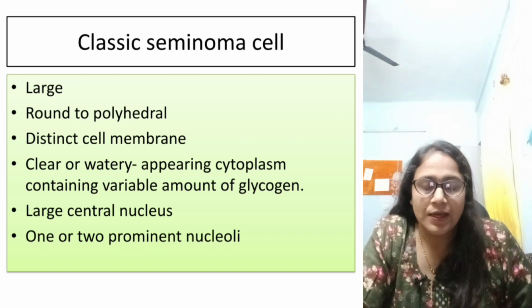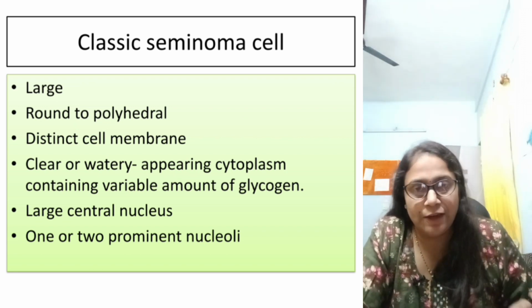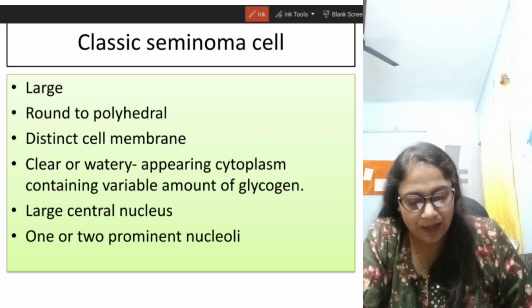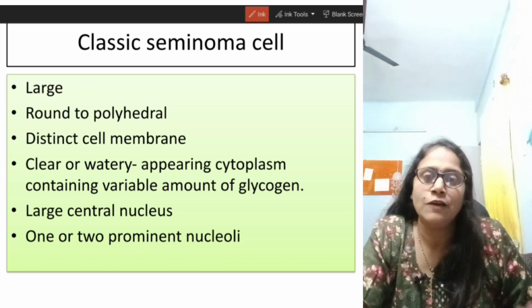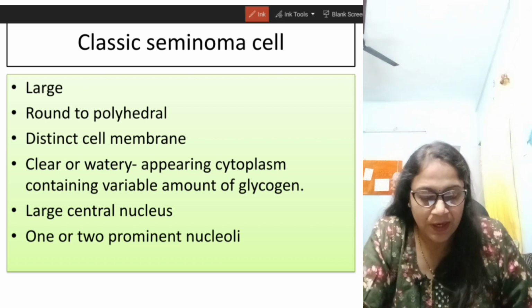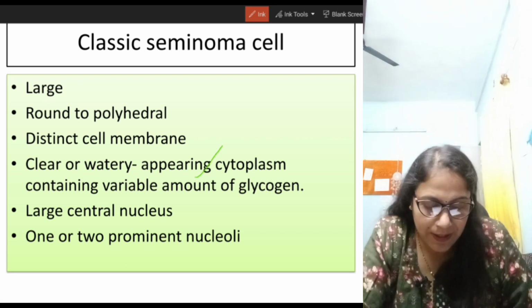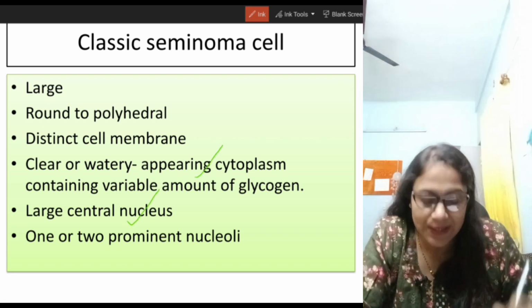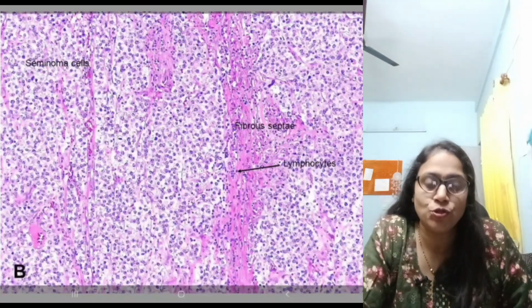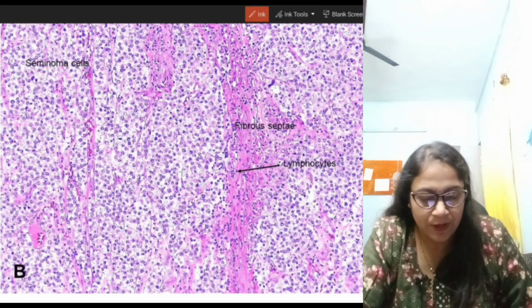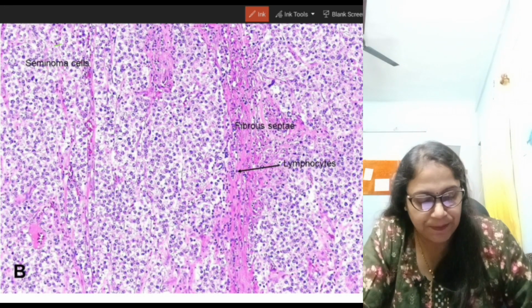Okay. Now a classical seminoma cell, if you are asked to describe, it is a large polyhedral cell with a distinct cell membrane. It has a clear or watery appearing cytoplasm. It has a large central nucleus and it has one or two prominent nucleoli. So this is how it looks like.